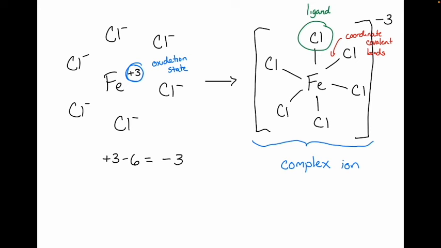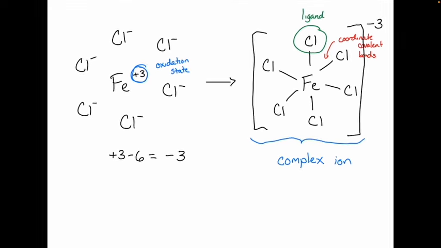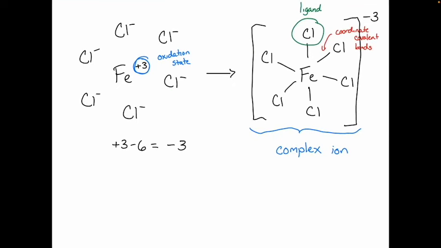Cool. All right. So in this case, my ligands were these negatively charged chloride ions. Let's first do a problem. I'm going to give you a formula for a coordination complex. I can summarize my complex ion in just one molecular formula. That thing that I've drawn out the structure for, we can summarize as FeCl6 with a negative 3 charge. That's the charge of the complex.